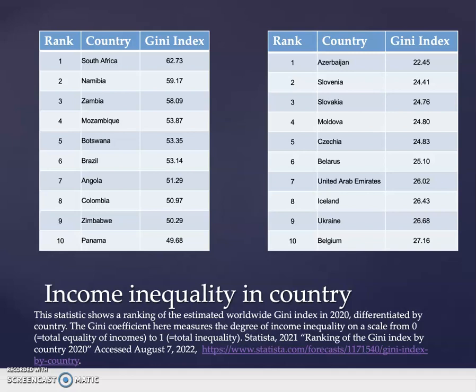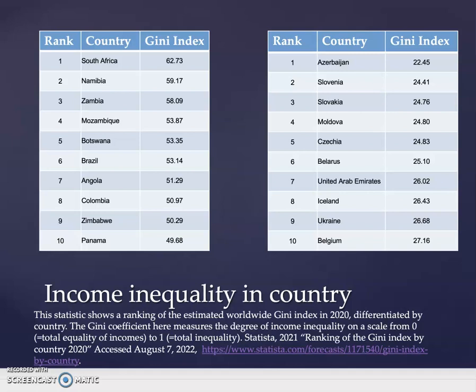So the statistic overall shows a ranking of the estimated worldwide Gini index in 2020, differentiated by country. The Gini coefficient here measures the degree of income equality on a scale from 0, total equality of incomes, to 1, total inequality. And this is also shown by a percentage, which is how it's represented here on the Gini index. This comes from Statista's 2021 ranking of Gini index by country 2020.